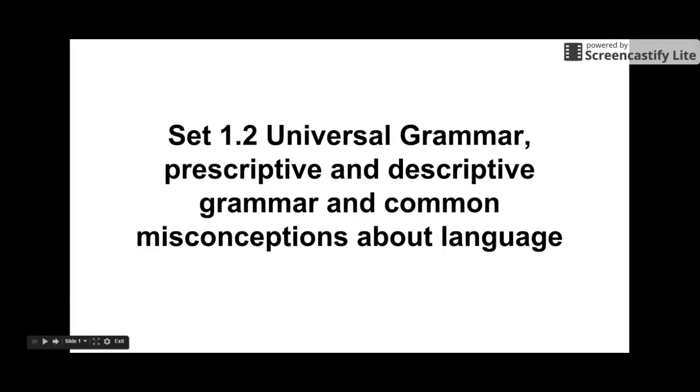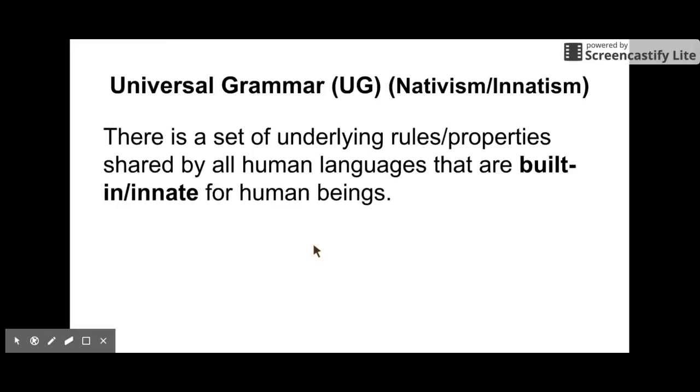For today, we are going to talk about three topics: universal grammar, prescriptive and descriptive grammar, and common misconceptions about language. Okay, let's begin with universal grammar. Universal grammar is also known as nativism or innatism.